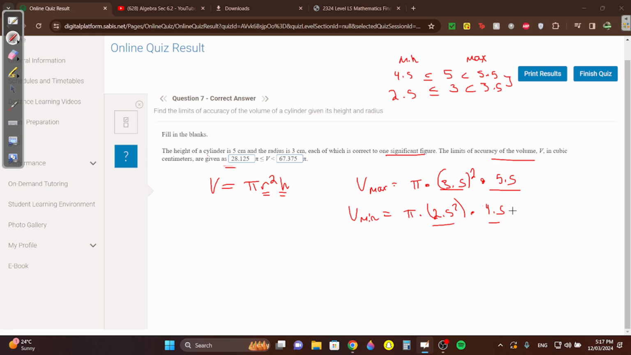Put this in a calculator. You're going to get, for the minimum, 28.125 pi, and here you're going to get 67.375 pi. Keep it in terms of pi. If a calculator gives you decimal, just don't put pi, just multiply 3.5 squared times 5.5 and 2.5 squared times 4.5. Anyway, let's continue.